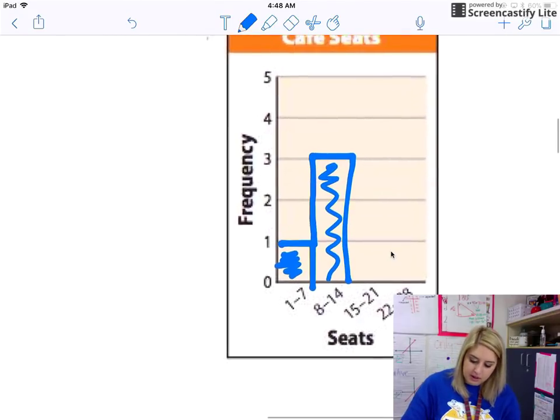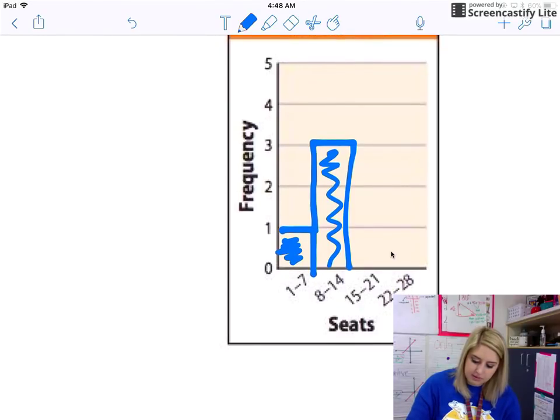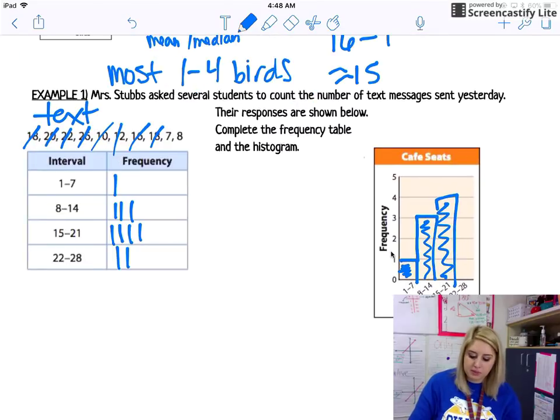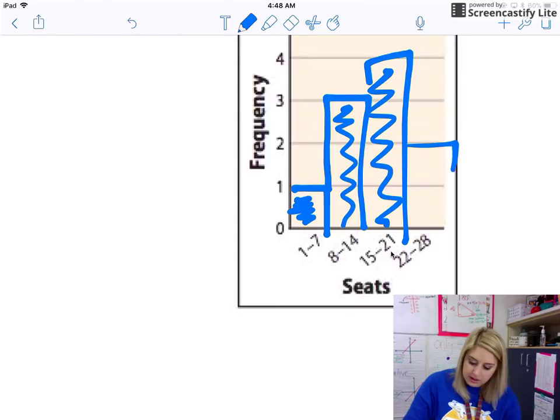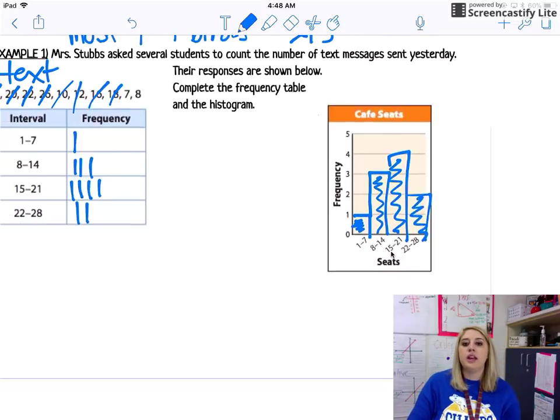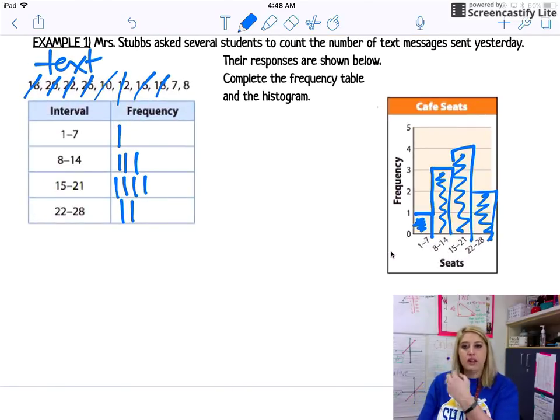So I'm going to go between 15 and 21, up to 4, go down, and shade it in. And between 22 and 28, I had 2. So it looks like this. And if I look at this graph, bam, I have my histogram. And now I can go ahead and talk about the shape, the outliers, the center, and the spread.